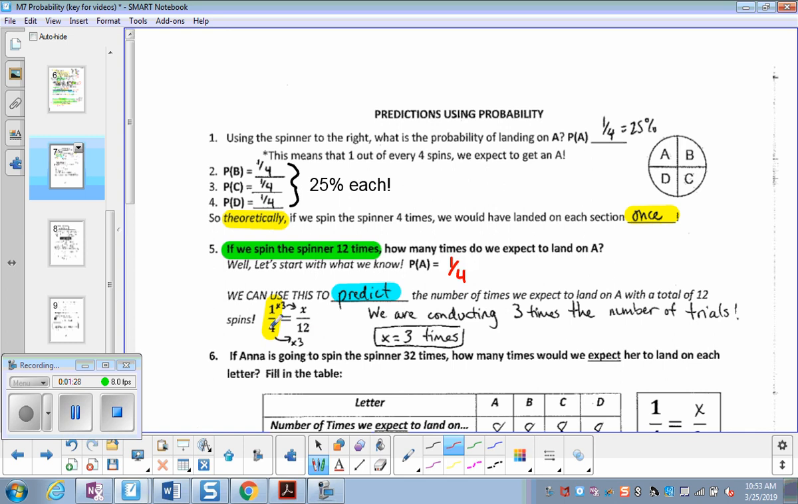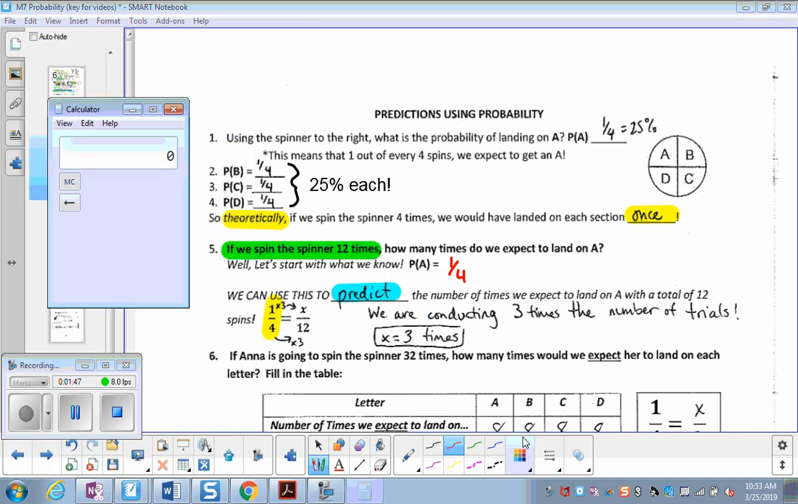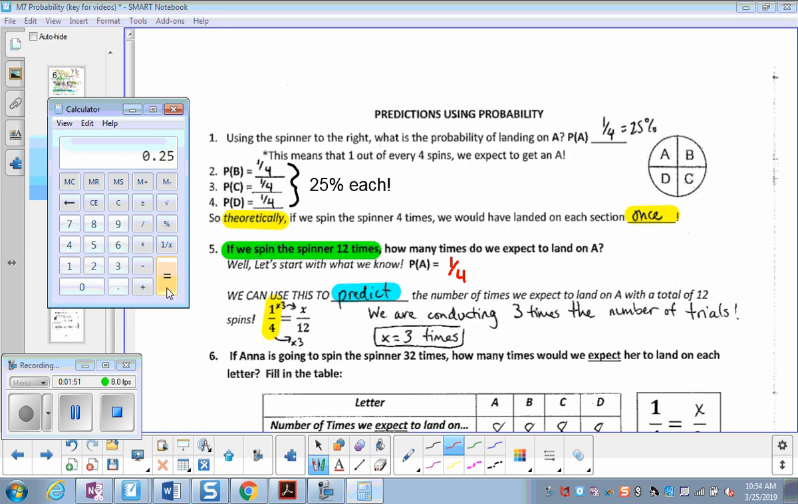So we're going to use 1 out of 4 to predict how many out of 12. Well, if we're conducting 12 trials, we're conducting 3 times the number of trials. So our scale factor is 3, and 1 times 3 is now 3. So we would expect to land on A 3 out of the 12 times. Now with a calculator, I'm going to divide 3 by 12. And that's, again, 25% of the time we would expect to land on A.